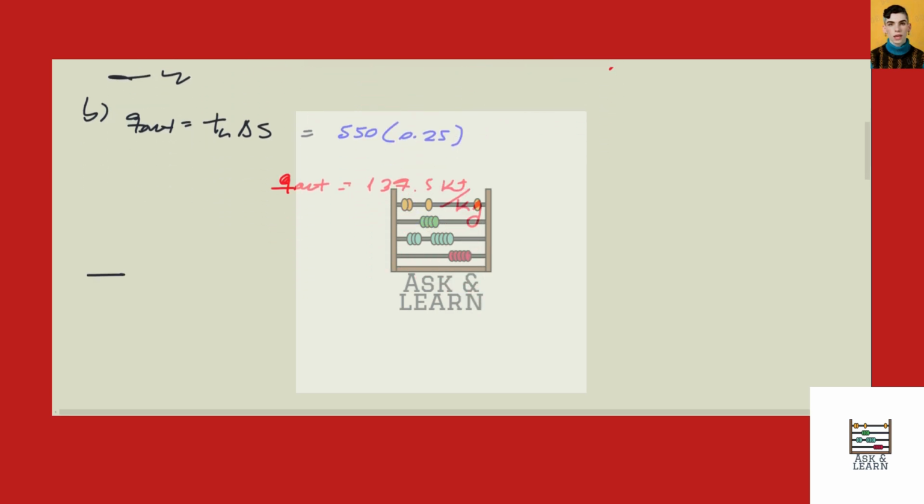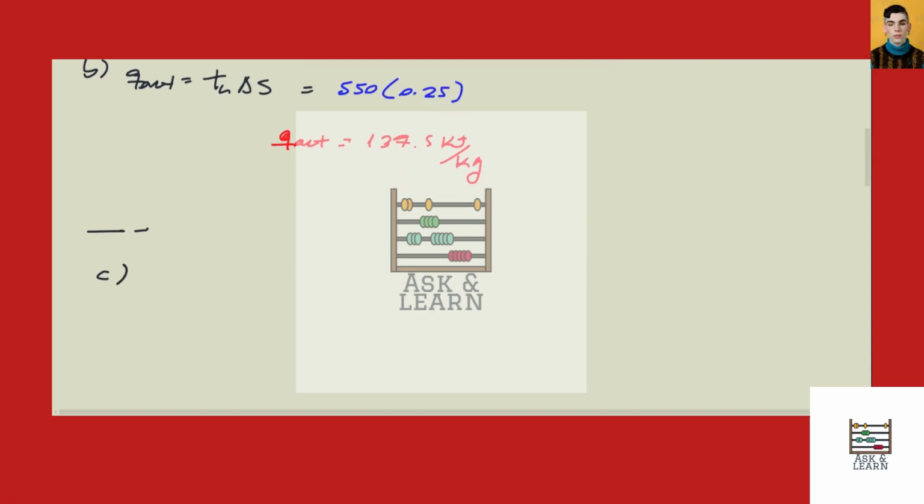And finally, actually we have two more items. Item C, we have to find the Carnot efficiency. And the Carnot efficiency is just 1 minus TL/TH. This is going to be equal to 1 minus 550/950, which gives us a Carnot efficiency of 42.1%.